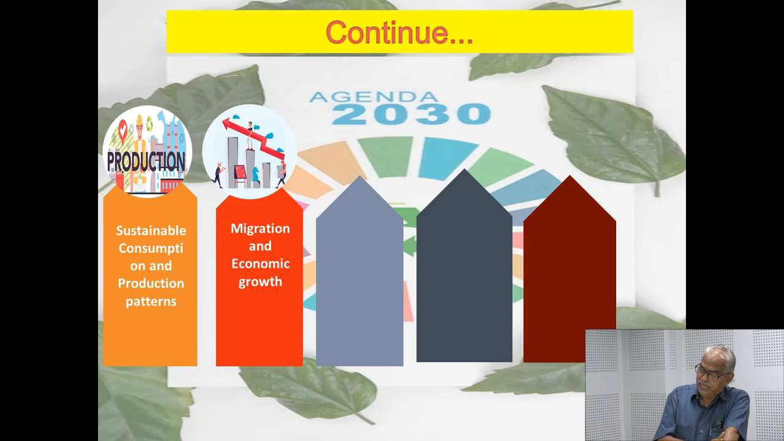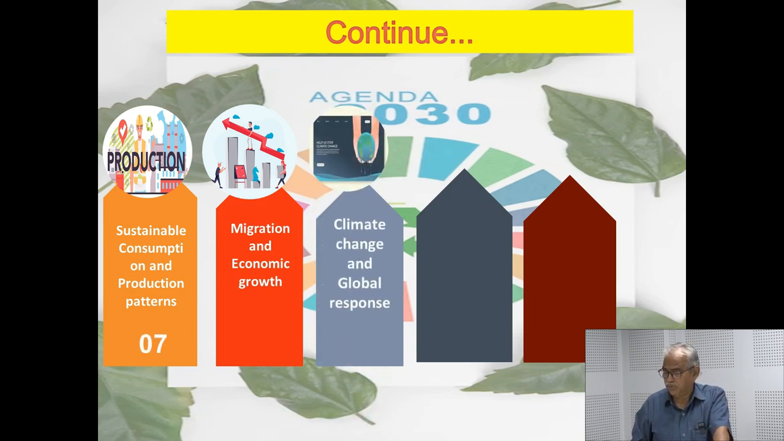The next point is migration and economic growth. As we have discussed, because of urbanization and employment issues, people migrate from rural areas to cities, and from one country to another, and there are different problems coming in the way of imbalance of economic growth in geographic distributions. So how do we take care of this issue?